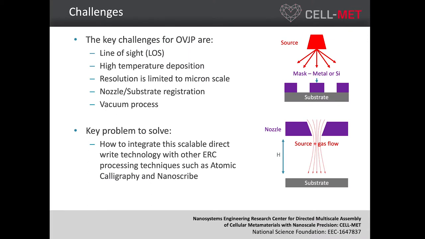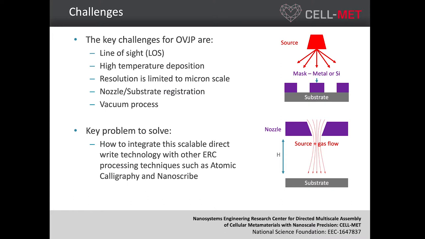Now, some of the key challenges with OVJP are actually inherited from VTE. As I've mentioned before, OVJP is a technology that was originally derived from VTE. So the first one, obviously, is that OVJP is also a line of sight process. And to explain this more clearly, we can refer to the figure on the right.